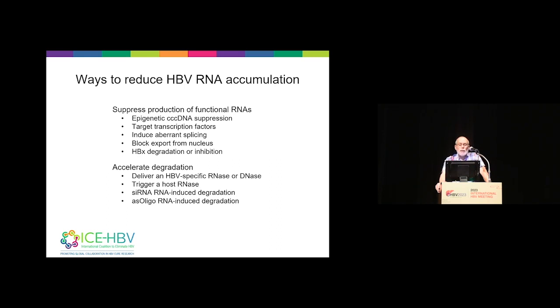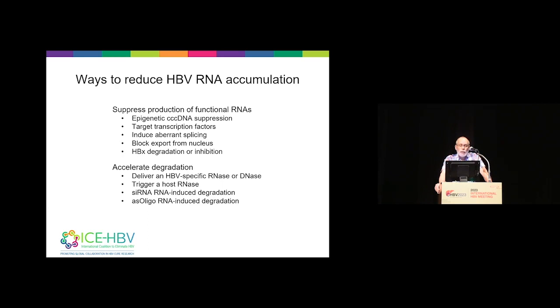Epigenetic suppression of cccDNA is obviously a way to do it. You can target the transcription factors that lead to HBV messenger RNAs. You can induce aberrant splicing to produce dysfunctional RNAs. You could block RNA export from the nucleus. Those are all possible. One of the ones that I find most exciting is the possibility of inhibiting or degrading the HBx protein, because that would reactivate the SMC5/6 silencing complex and use cellular mechanisms to shut down production of the RNAs. So that's pretty cool.